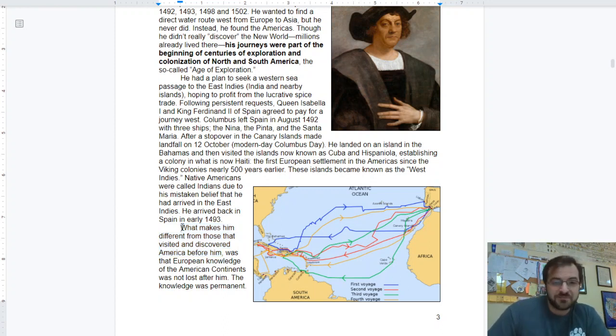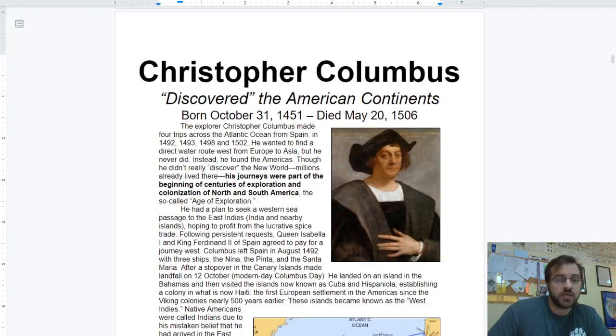So let me start this paragraph over again. What makes him different from those that visited and discovered America before him was that European knowledge of the American continents was not lost after him. The knowledge of these new continents was permanent. That's why we care about Christopher Columbus.